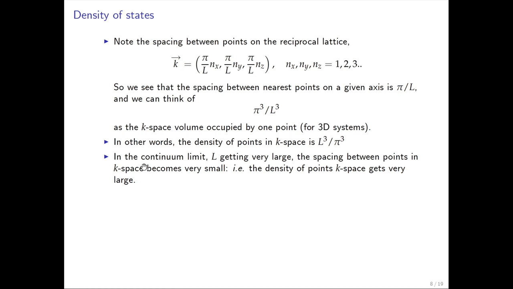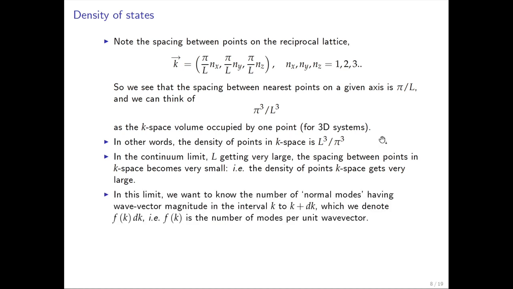Now, in what we call the continuum limit, that is, this L gets very, very large, you see the spacing between points in k-space gets smaller and smaller and smaller. It goes like pi over L, right? Or in other words, the density of points in k-space, this density here, gets very, very large. As I make the system larger and go to this continuum limit, my points in k-space are getting closer and closer together.